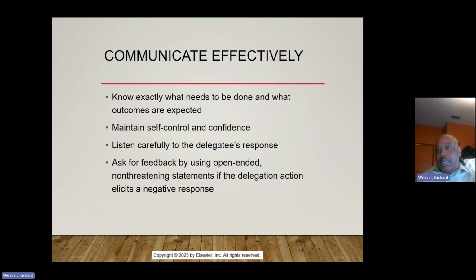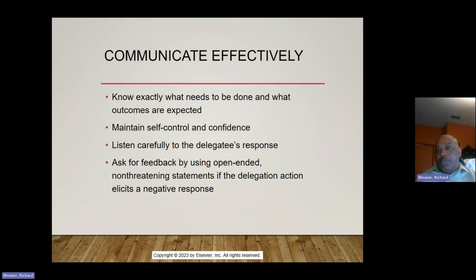Does the delegatee appear angry? Do they show they are uninterested? Or are they frustrated? All right. If a delegation action elicits a negative response from the delegatee, the nurse should ask for feedback using open-ended, non-threatening statements such as, you seem unsure about performing this task. See, that sounds more like that therapeutic communication that you learn in psych, if you've had it already. If you haven't, then you'll know what I mean once you take psych nursing. This sounds more therapeutic, all right? And you'll go through this therapeutic process in that particular course.